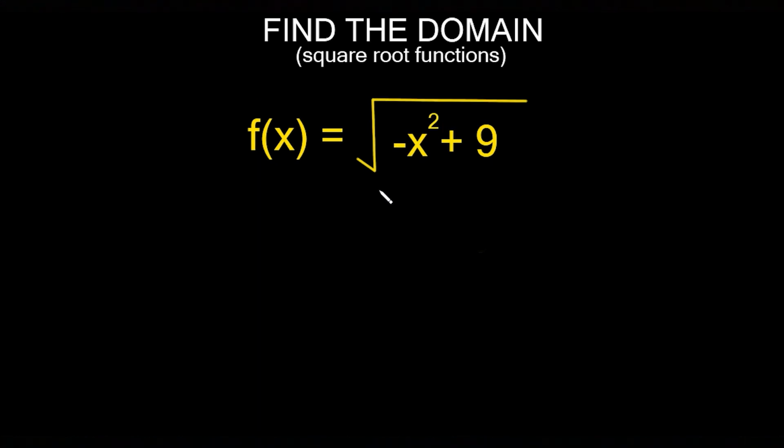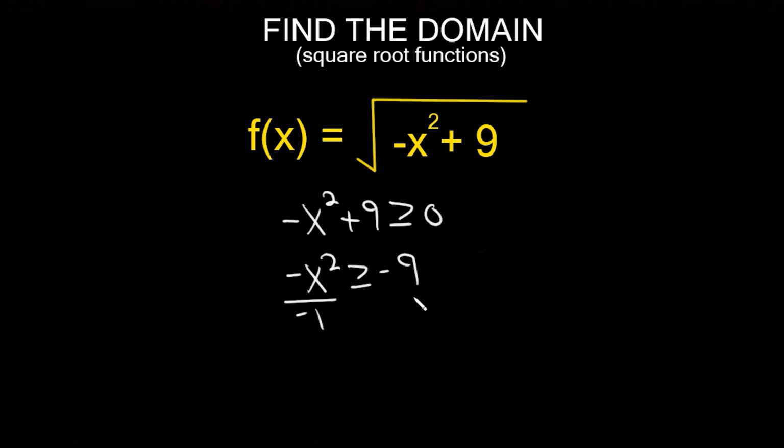Okay, so here's our last example. We have another quadratic underneath a square root. So we're going to take that radicand, which is negative x squared plus 9, and we're going to create an inequality stating that this has to be greater than or equal to 0. From here, all we have to do is solve. So here I'm going to get negative x squared, and then I get greater than or equal to negative 9. I'm going to end up dividing by a negative 1 here. So dividing by a negative 1.